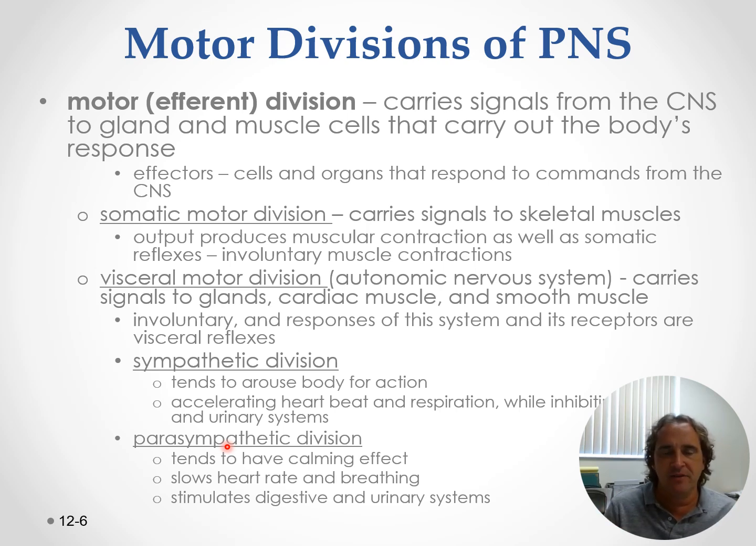And then the parasympathetic, rest and digest, that blood is going to be shunted from your skeletal muscles to your urinary and digestive systems. There's a lot of systems going on. There's a lot of things happening in the somatic, in the visceral motor division, either fight or flight and rest and digest. It's a very complicated process.